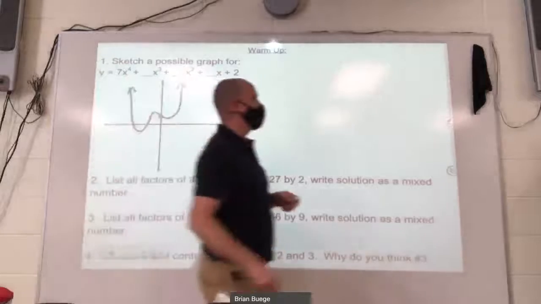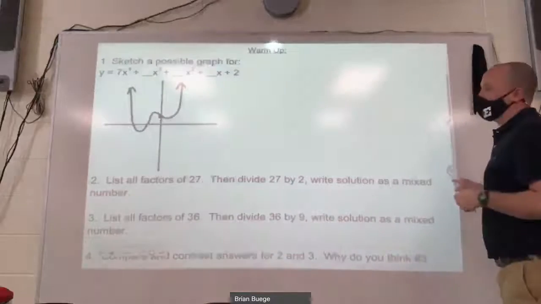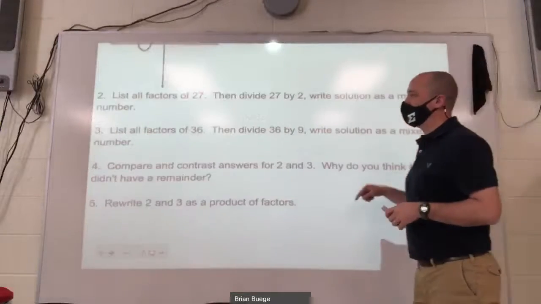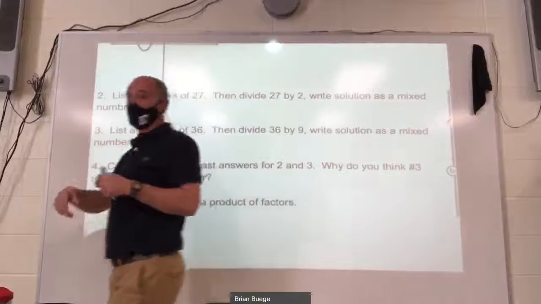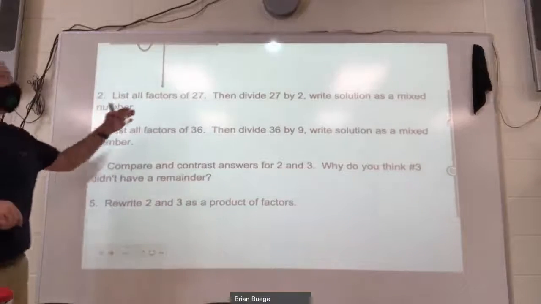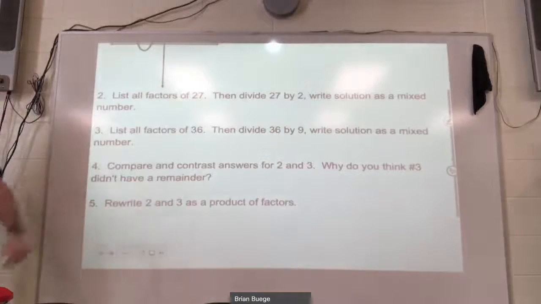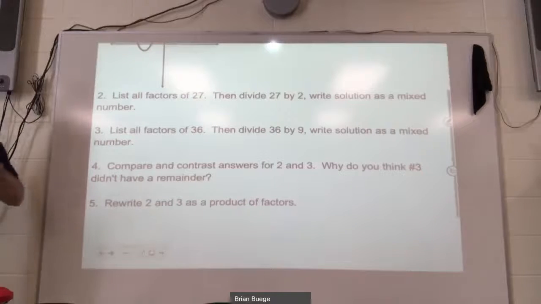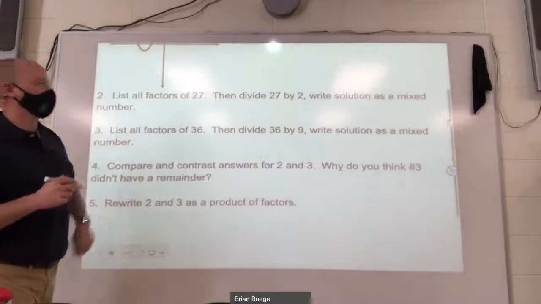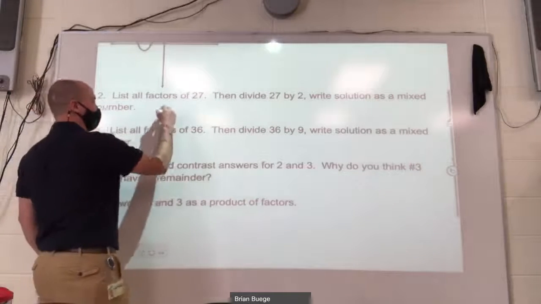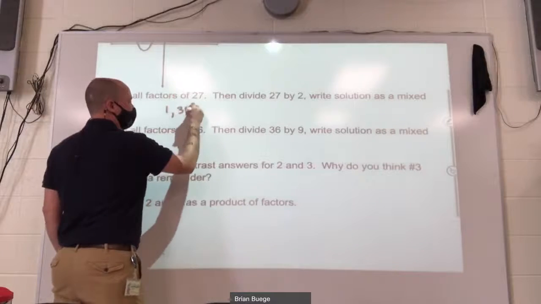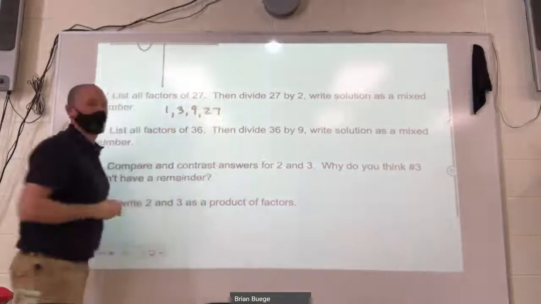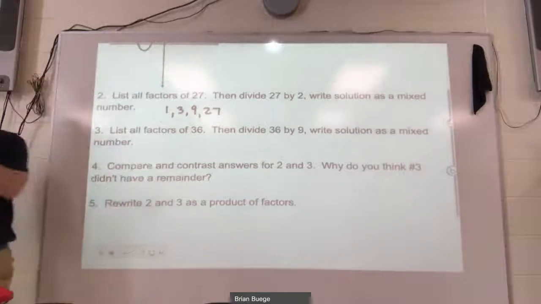The next part that we're taking a look at relates directly to what we're doing today. We are going to talk about long division today. So as we go back and do some basic division, the concepts here are going to relate to what we do in the lesson. When it says to list all the factors of 27, we've got 1, 3, 9, and 27 as our factors: 1 and 27, or 3 and 9.